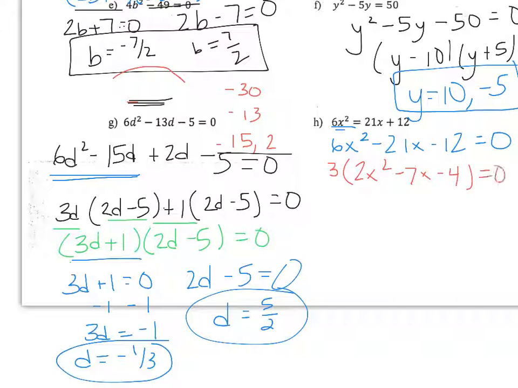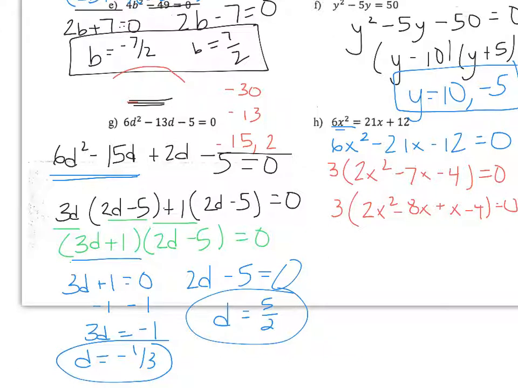Okay, so after I factor this, I need to factor this by grouping again, because the leading coefficient of x squared here is a 2. So that means I have to do factors of negative 8 that add up to negative 7. So that's going to be negative 8 and 1. So I'm going to write 2x squared minus 8x plus x minus 4 equals 0. Notice how I'm still keeping the 3 on the outside.